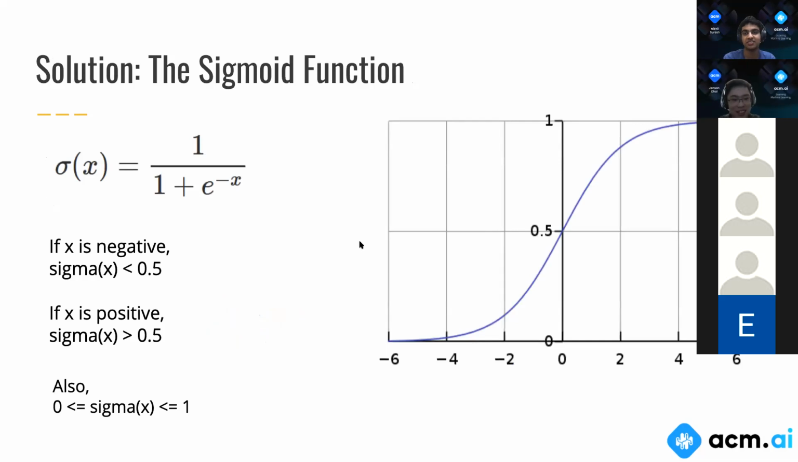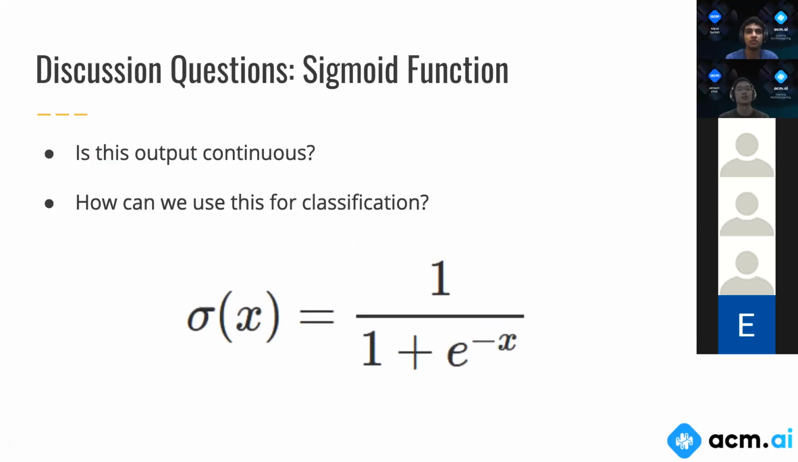This is a continuous function. It's defined for any real x, so even negative 999 works here. It would just be a value really close to 0. So this is continuous. The question becomes, if this is continuous, how do we use it to classify things? Doesn't that defeat the point of classification, because continuous basically means it's a regression? So how does everyone think we can use this function to classify things?